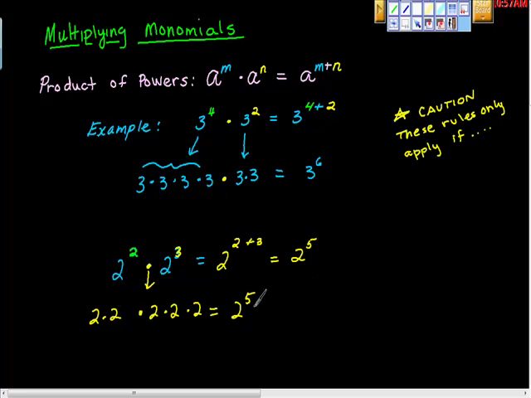Now you're asking, well, why would I bother? When is this a big deal? I don't know. What if you had some crazy problem like this: 2 to the 17th power times 2 to the 3rd power. Well, do you really want to write 17 factors of 2 times 3 factors of 2? Or would you rather just say 2 to what power? Right, to the 20th power, right? Because we're going to use this product of powers rule.